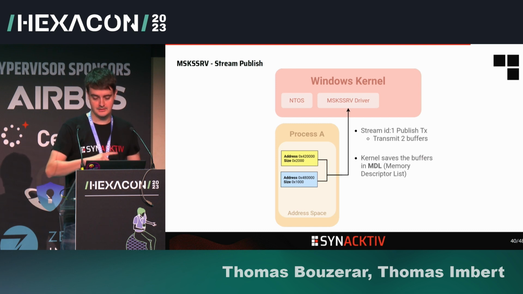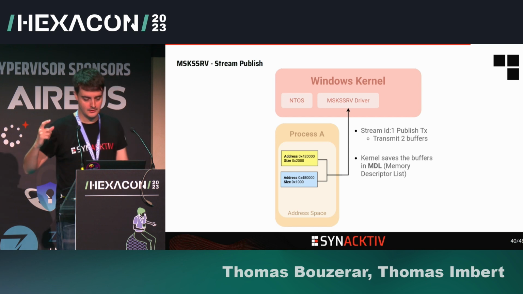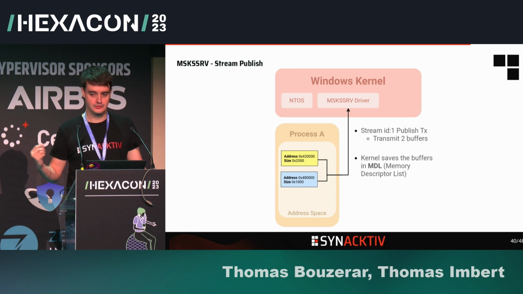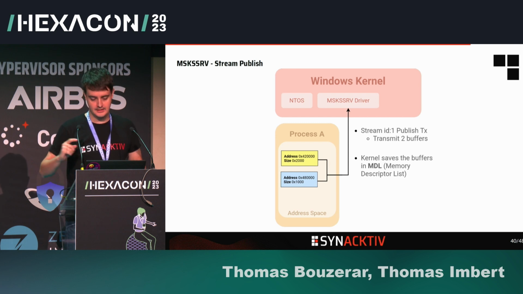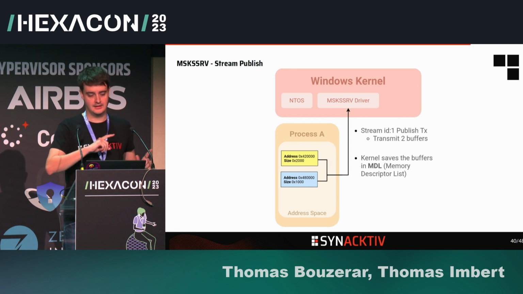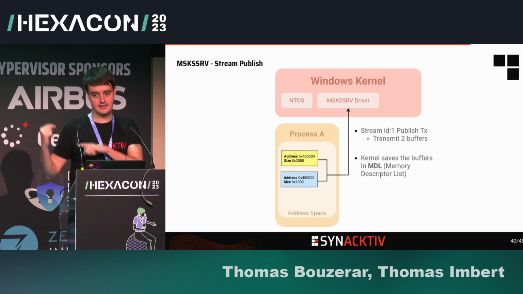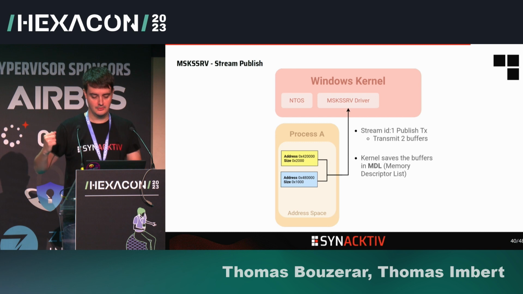Process A wants to transmit two buffers. The kernel will receive the address and the size of the two buffers. And here it won't copy the data from process A's buffer. It will save the virtual address, the size, and the physical address inside the memory descriptor list, and it will not memcpy the data.